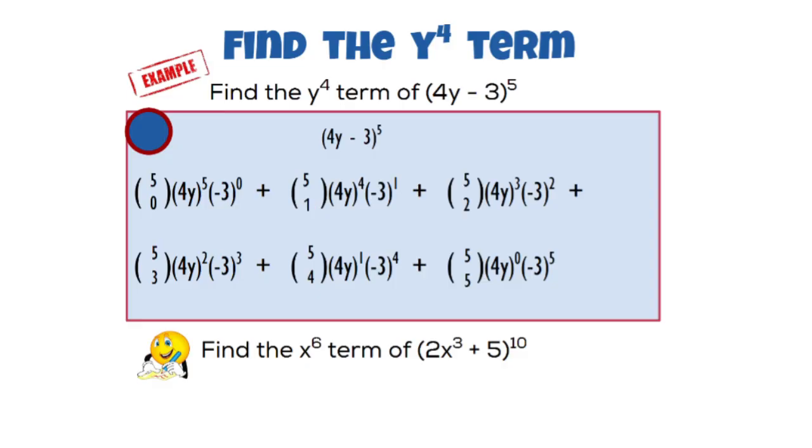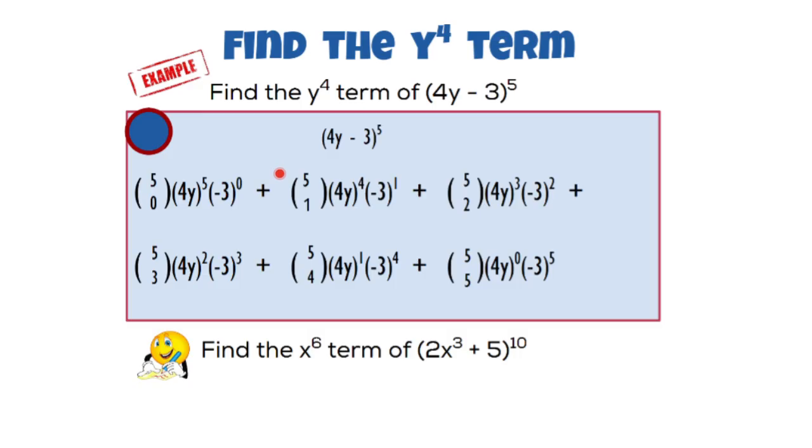Okay, so this is a 5 choose 0, then a 5 choose 1, 5 choose 2. All right, what I am looking for in this example, it says find the y to the fourth term. So the y to the fourth term looks like it's going to happen right here. Here's my y to the fourth. So I'm trying to figure out how would I get this entire term if all I know is that the y is supposed to be to the fourth power.